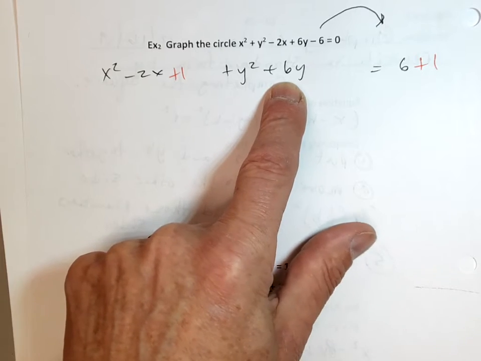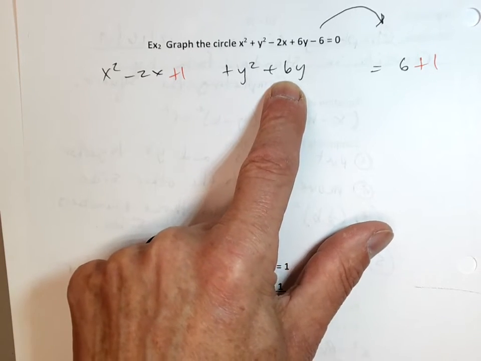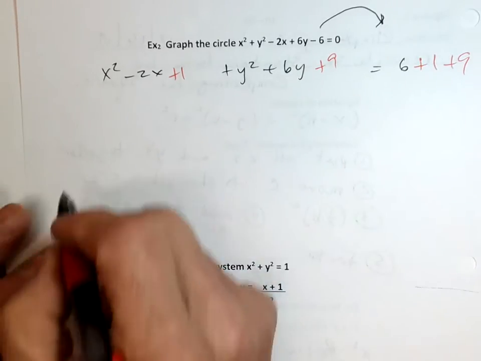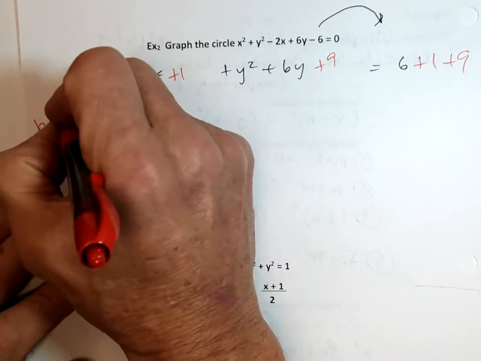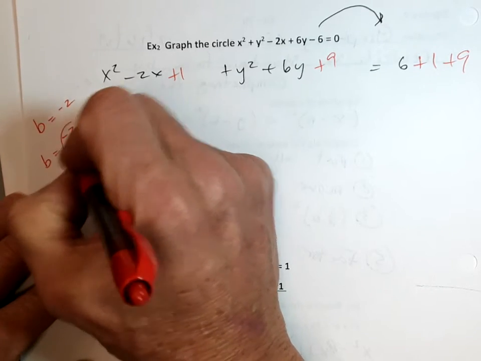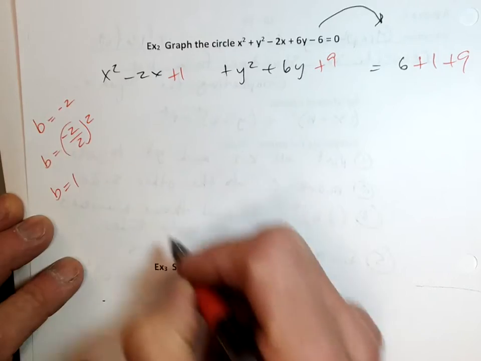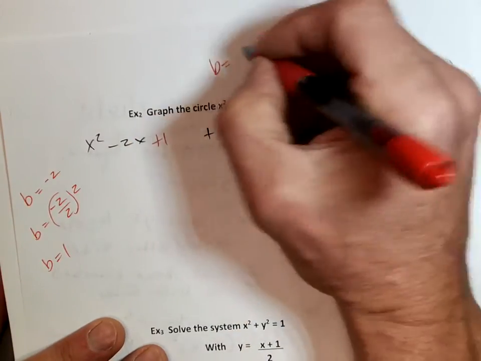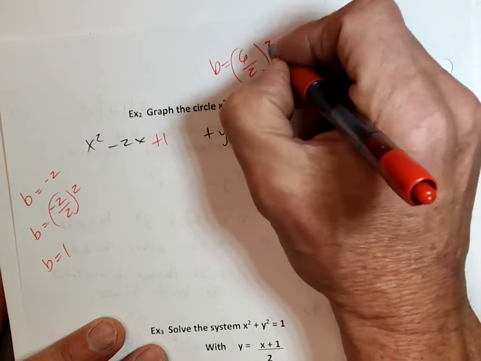What's half of this number? 3. And 3 squared is? 9. Plus 9. And I'll show on the side what we did. B was -2. I took half of that, and I squared it, and I got a 1, right? And on this side, B was 6. I took half of that, squared it, gave me a 9, right?